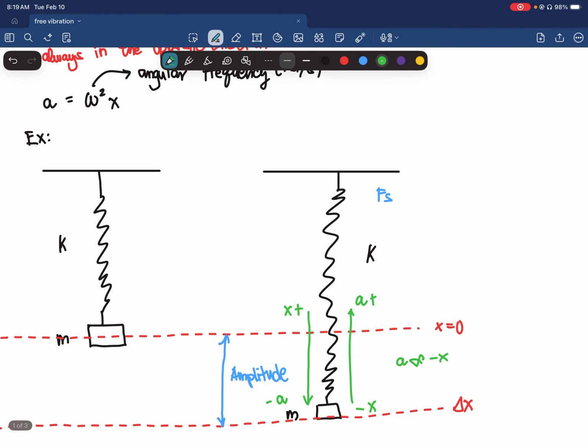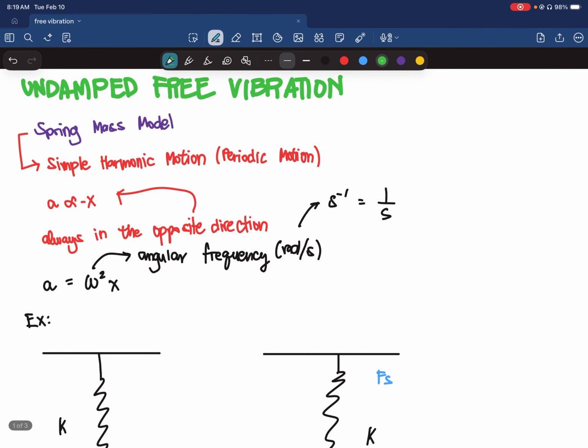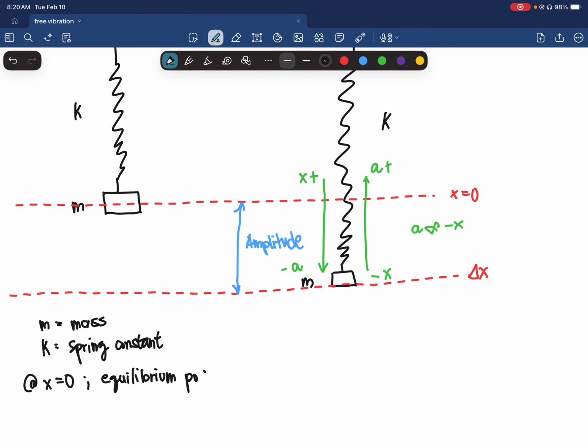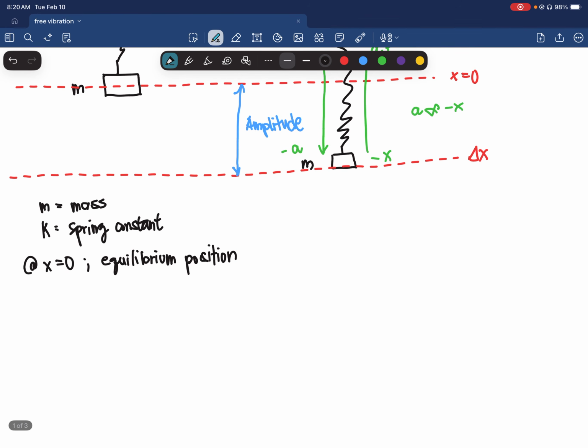Again, let us define the variables here. Of course, m is just the mass. The k is the spring constant. And x equal to 0 is what we call the equilibrium position. Okay? And our Fs is the spring force. Our spring force is a type of restoring force.